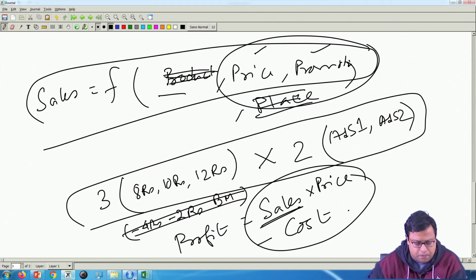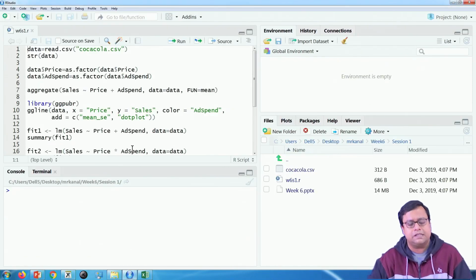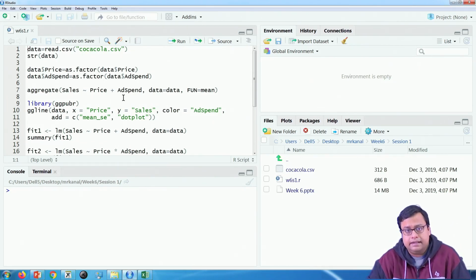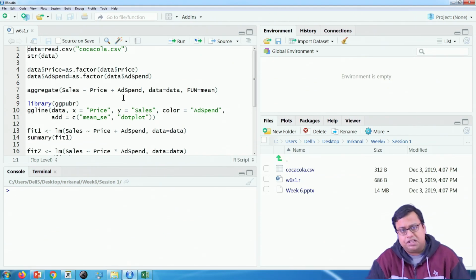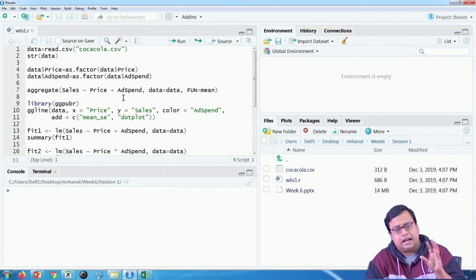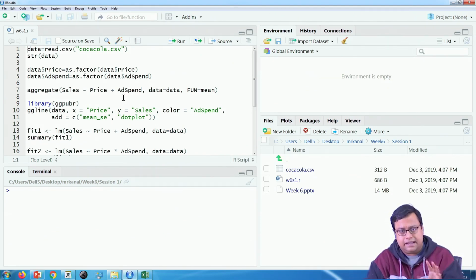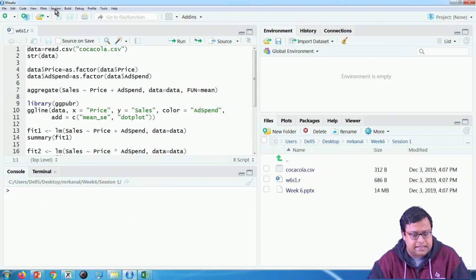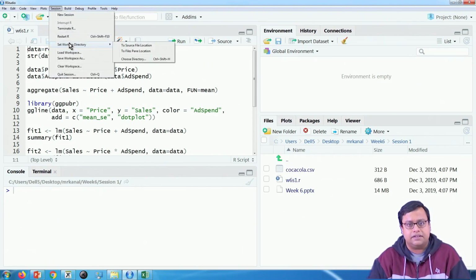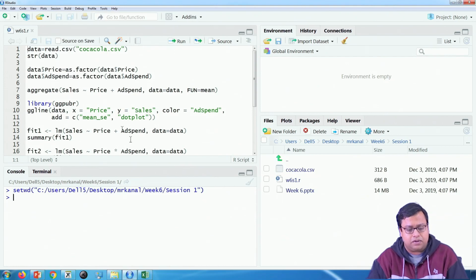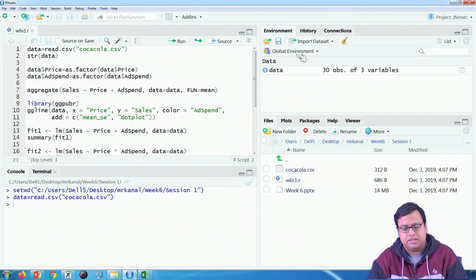So, the first job in this particular problem is to read the data. How to read the data? First you have to check whether the data file and this R file are lying in the same folder or not. If they are in the same folder, go to Session, Set Working Directory, To Source File Location and then read this data. You can read it directly using the Import Dataset button as well.